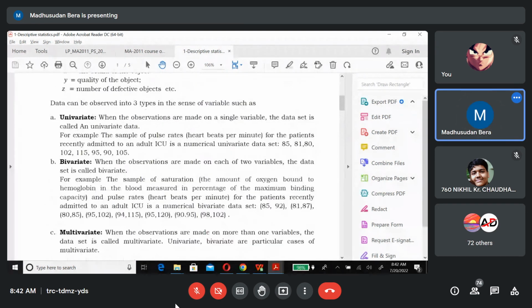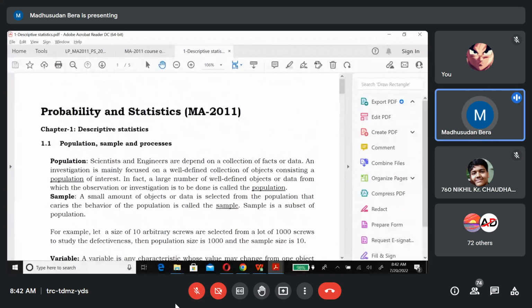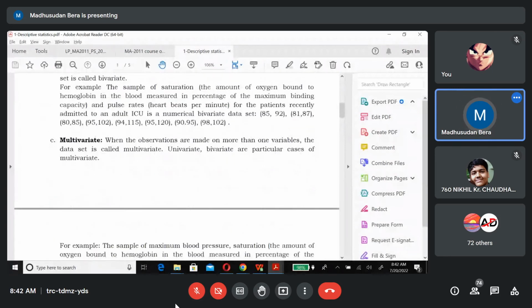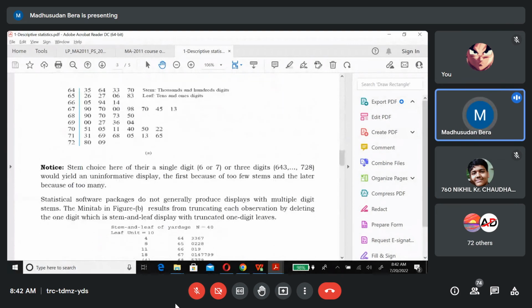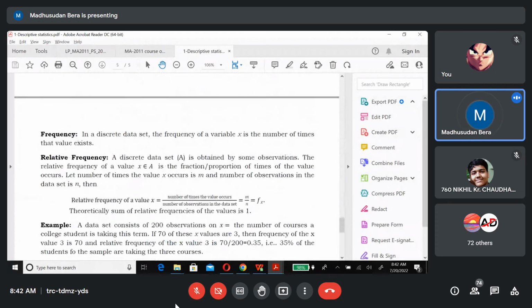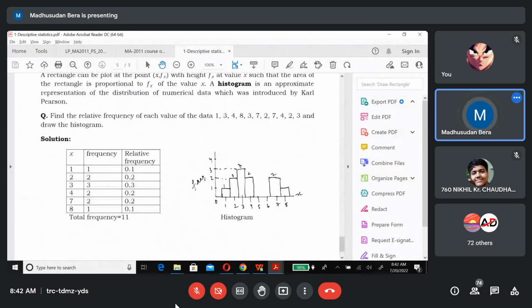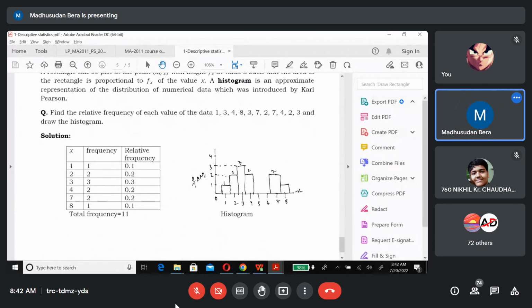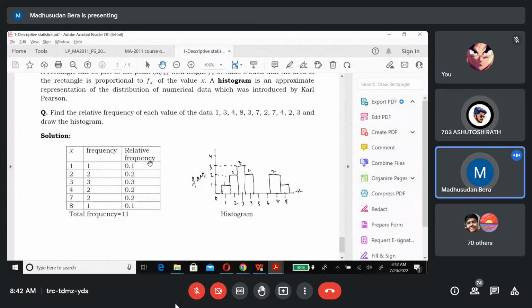Otherwise, you go through the basic definitions: population, sample, variable, bivariate, univariate, those things. Then the most important things: frequency, relative frequency, those things, and histogram.